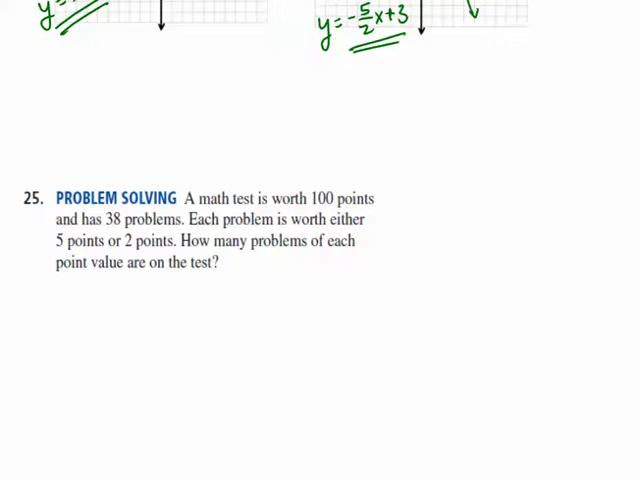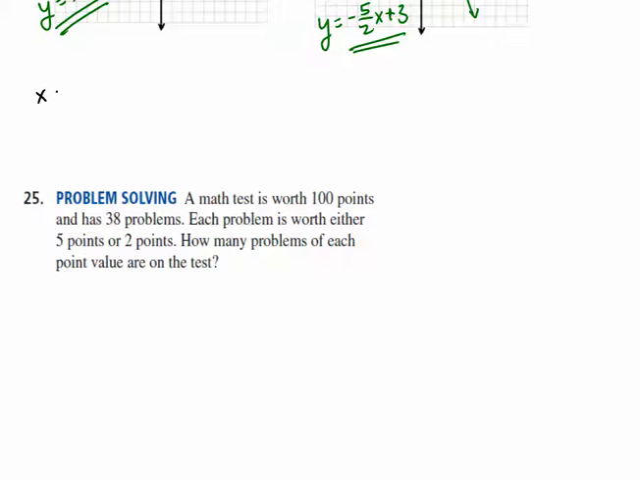So in this next problem, a math test is worth 100 points and has 38 problems. Each problem is worth either 5 points or 2 points. How many problems of each point value are on the test? So we have two different kinds of questions.